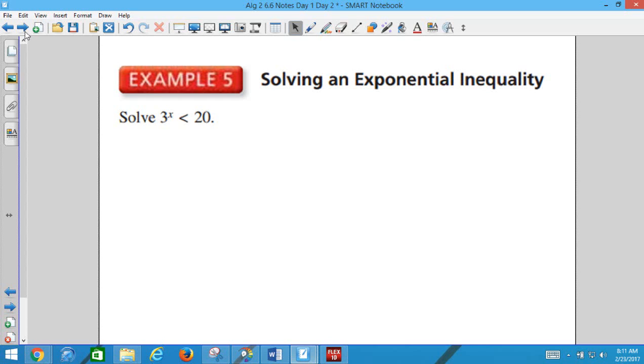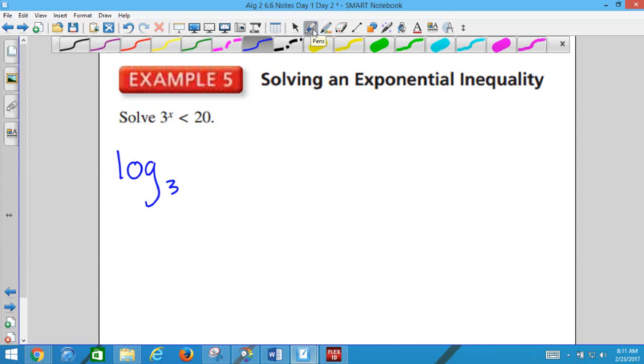Right now it says 3 to the x is less than 20. How can we get x by itself? We need to get rid of the 3. How can we do that? Log 3. We're going to do log base 3. You're going to do it to both sides.